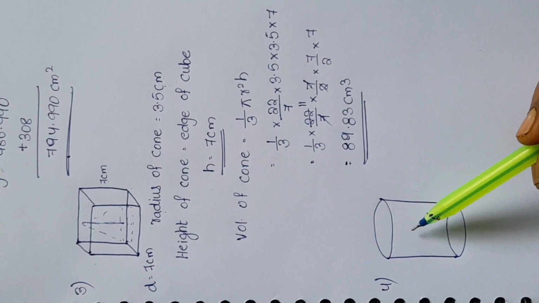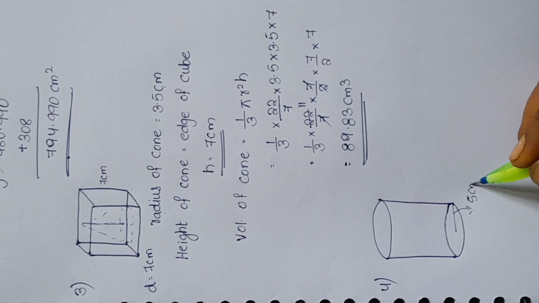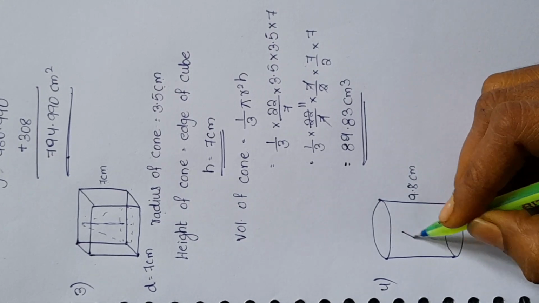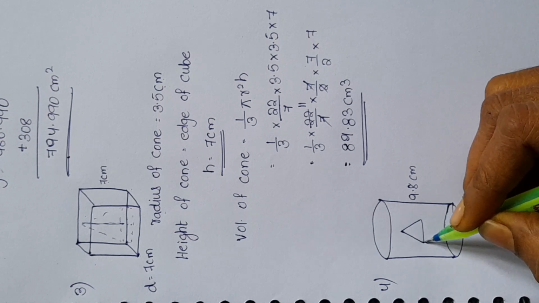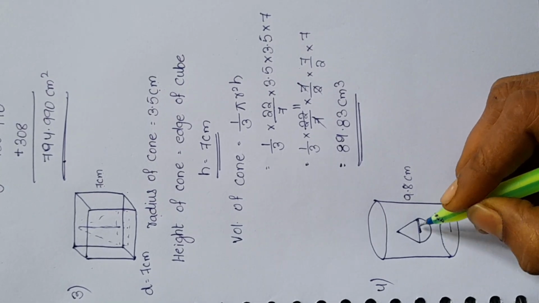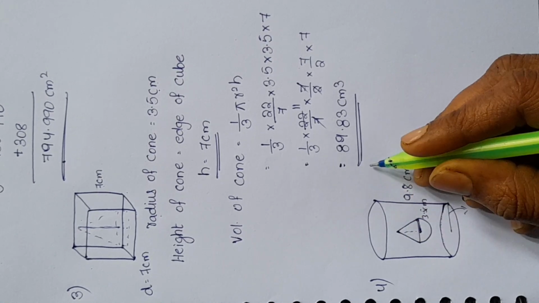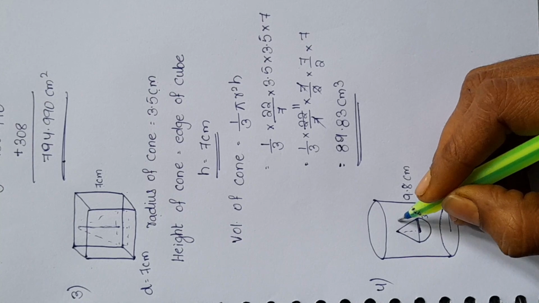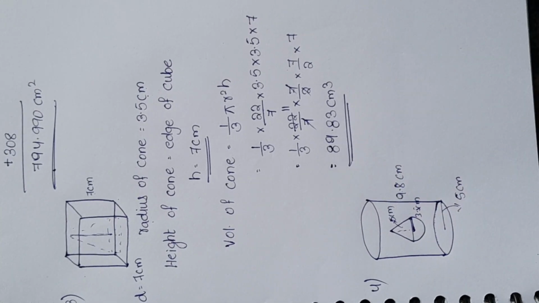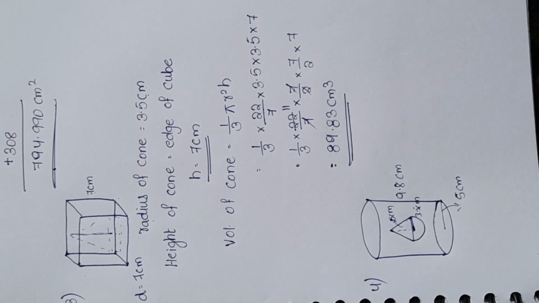Now, according to the question, there is a cylinder of radius 5 centimeters and the height of the cylinder is given as 9.8 centimeters. In this, an object of this shape is immersed. Now, the radius of the hemisphere is given as 3.5 centimeters and the height of the cone outside the tub is given as 5 centimeters. Now, we should find the water left in this tub after the immersion of this object.